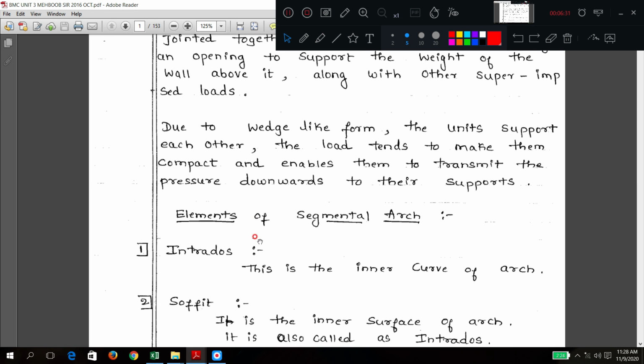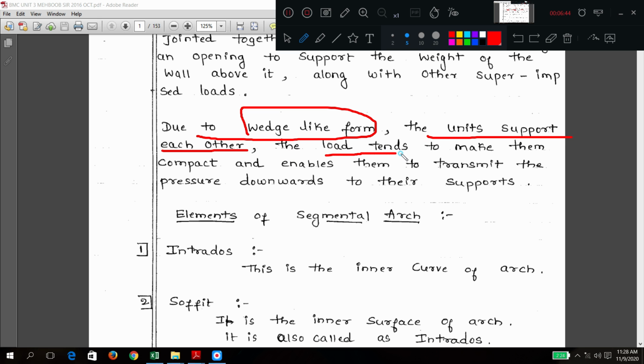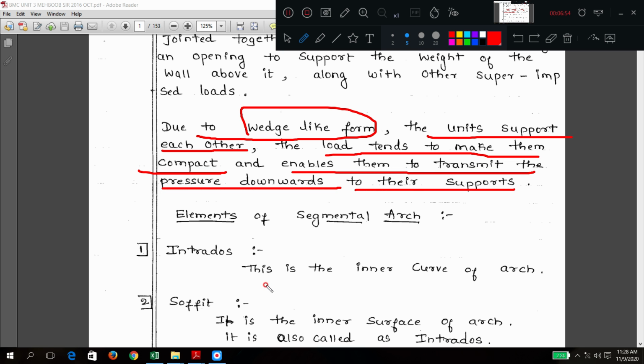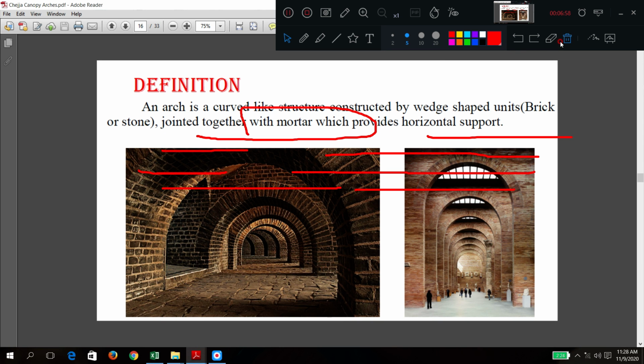We are going to see what this element is. Okay, first we will discuss what this is. Due to its wedge-like form, the units support each other, and the load tends to make them compact and enables them to transmit the pressure downward. If you see the diagram here, you can see what is happening.